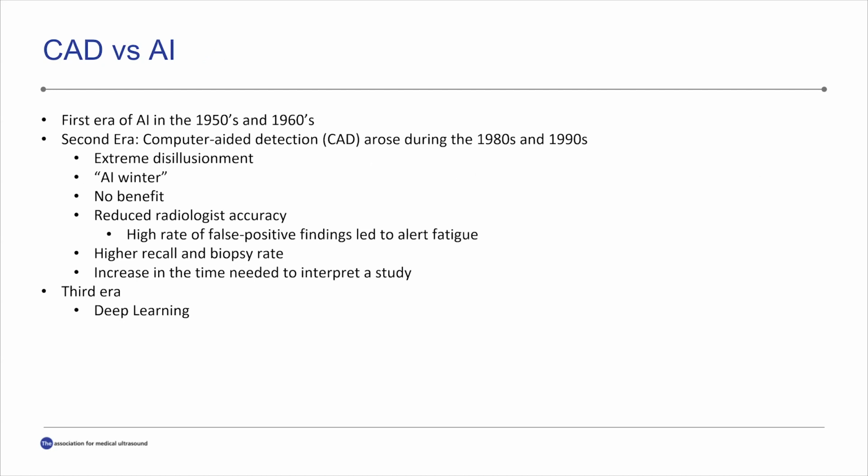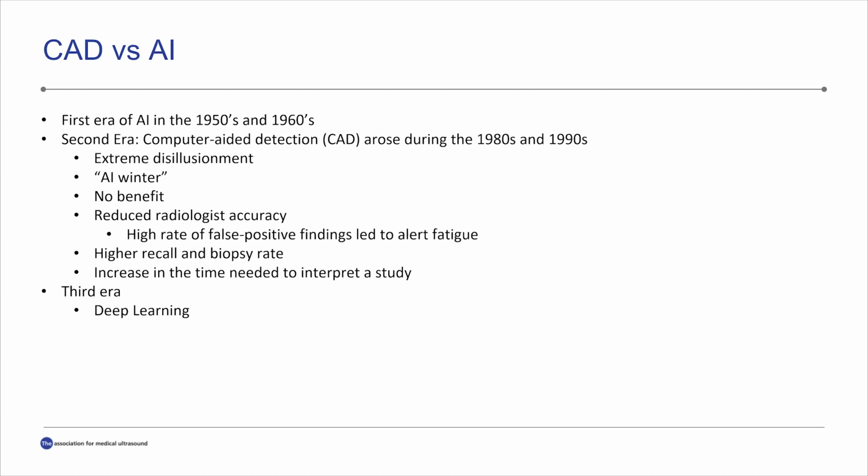So, like I said, the 50s and 60s were that first era of AI where people had the ideas, but we didn't have the technology. But in the 80s and 90s, we started to see these computer-aided detections, particularly used in mammography. It wasn't everything that people hoped it would be. And in fact, it may have been the opposite. It led to an extreme disillusionment in the use of computer-aided detection, which ultimately led to an AI winter.